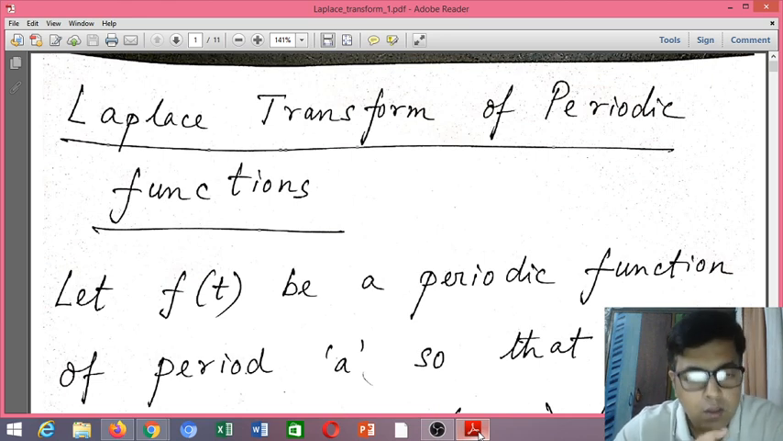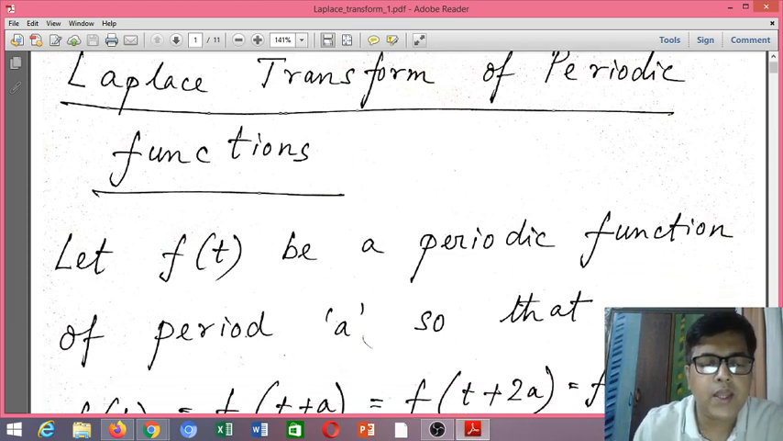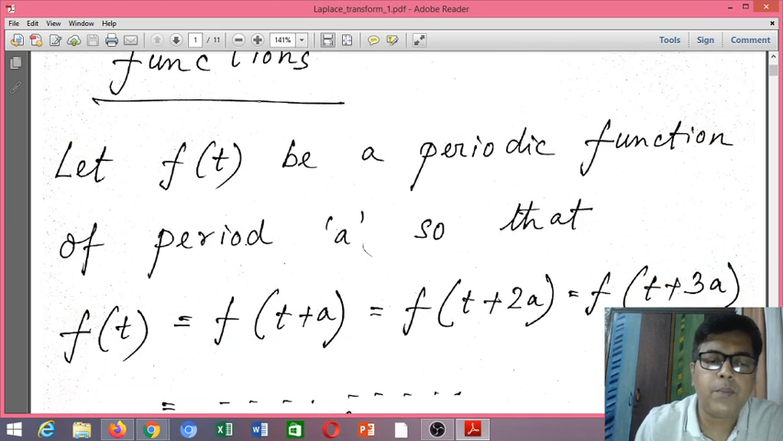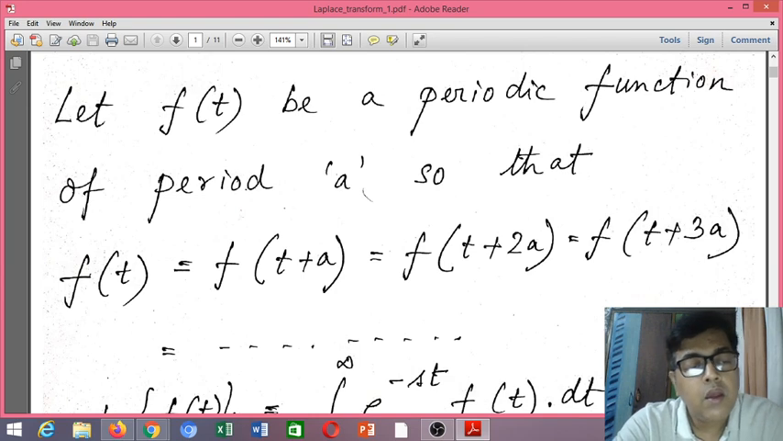The constant unit of time after which the function gets repeated on and on is called the period of the function. If you look at the PDF that I have made, I said let f(t) be a periodic function of period a, so that f(t) will be equal to f(t + a), because after a units of time the function is repeating.